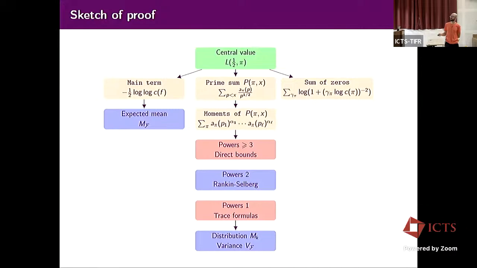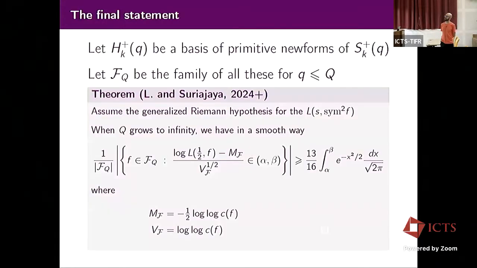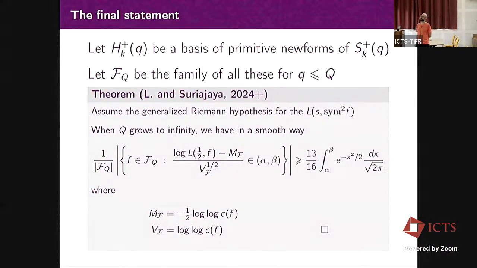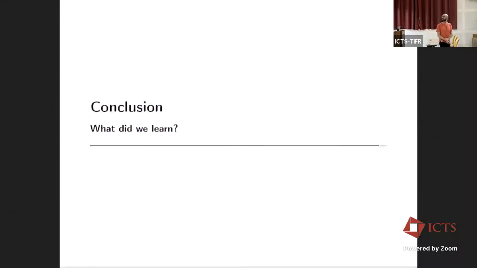And that gives you then, thanks to the low-lying zero result, the uncorrelation lemma, and still the moment, because I said we'll repeat more or less the same proof, that there are few bad gammas, few bad small zeros, and these just give you the 13 over 16 proportion. So that gives the proof of the theorem. Everything is as expected. And just a conclusion, kind of on time.